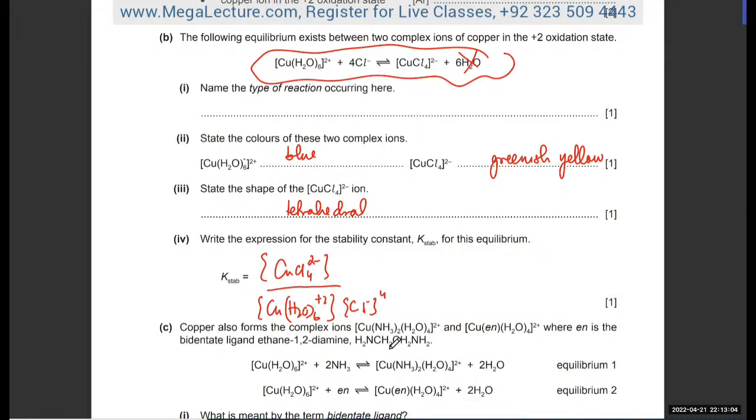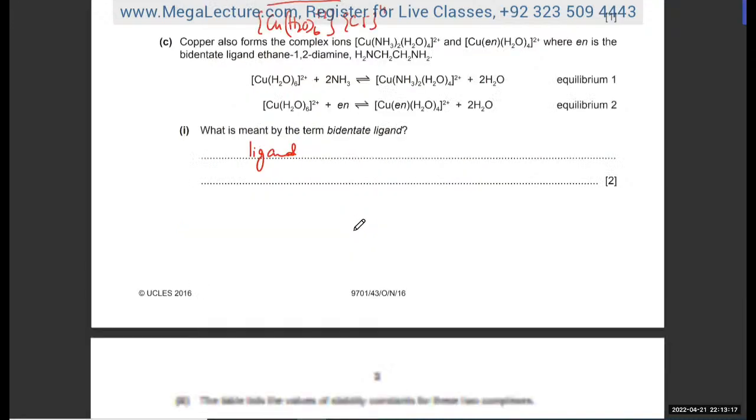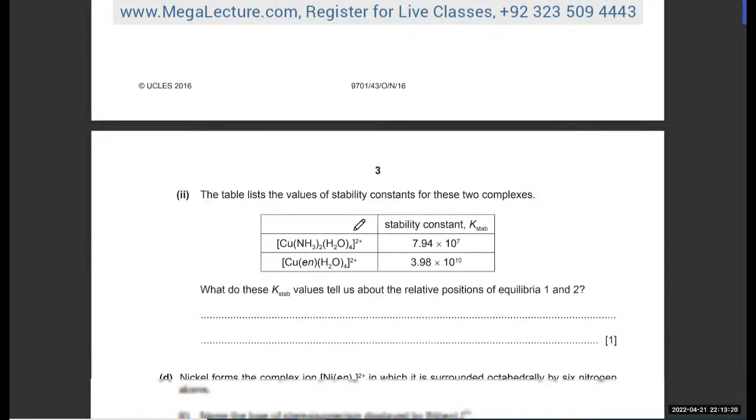Then you have what is meant by the term bidentate ligand. It's a ligand that is capable of forming two dative bonds in a metal complex. So it has 2 lone pairs and it's capable of forming 2 dative bonds in a metal complex.